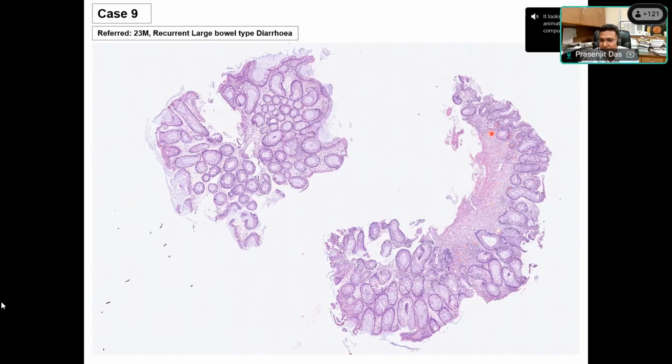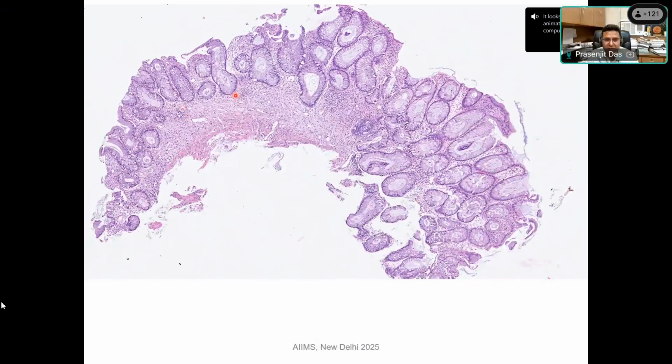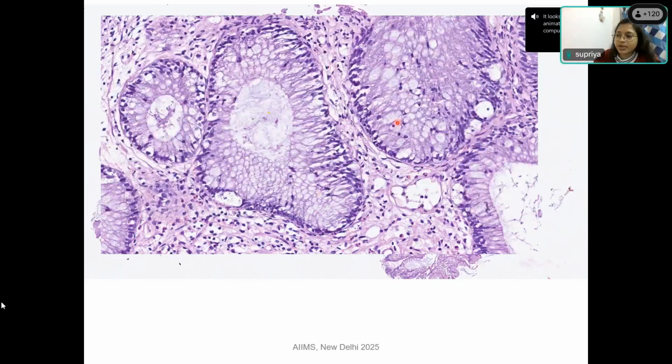Basal zone. Do you feel there is a lot of plasma cells here? No, sir. It is looking quite clean. Okay, no plasma cells. So it is looking very clean. But there is chronic inflammation in the lamina propria.